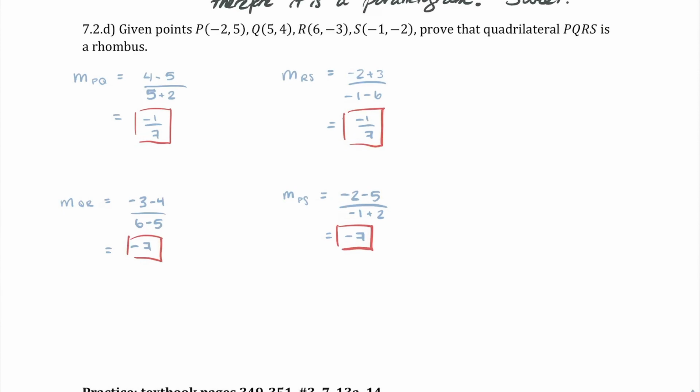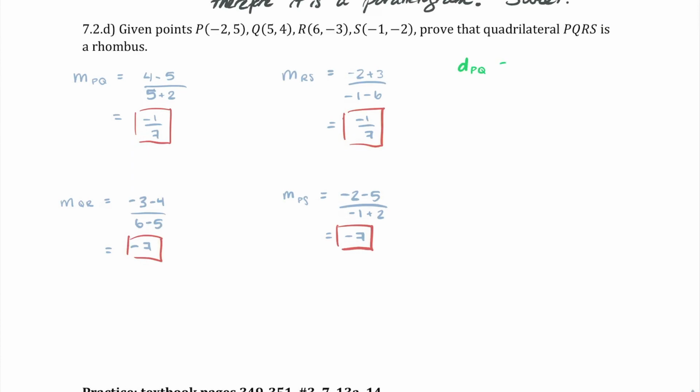Now, what we have to do next is make sure that the distances are equal. We could go ahead and find the distance of every single line segment, and that seems fine and all, but what we could also do is, as long as 2 adjacent sides are equal in length, then we could assume that the other ones are as well because of our parallel slopes.